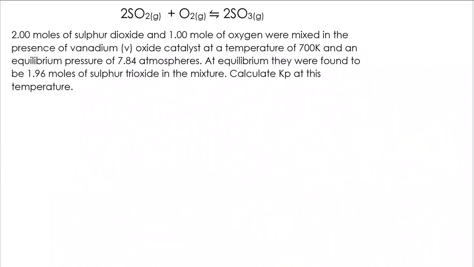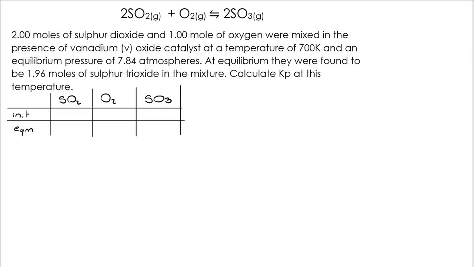On to the next calculation. Similar theme to last time, but slightly more complicated again. So I draw out my table, SO2, O2, SO3. I fill in the initial moles that I know, 2 moles and 1 mole of sulfur dioxide and oxygen respectively. And I also know then that I started with no SO3, so I can put my 0 in there. But I do know that I ended up with 1.96 moles of sulfur trioxide.